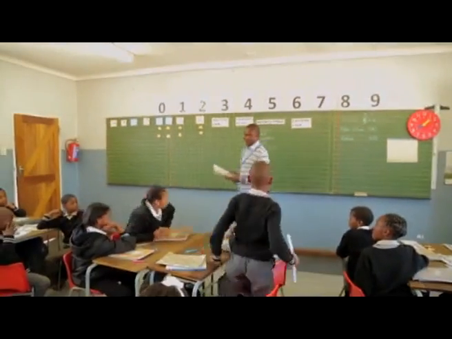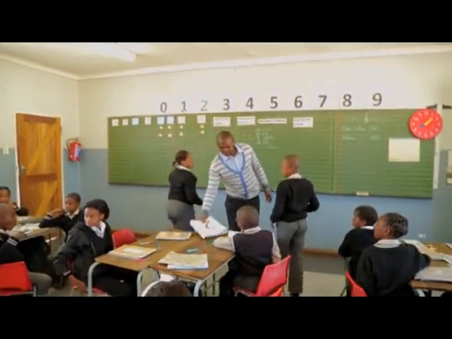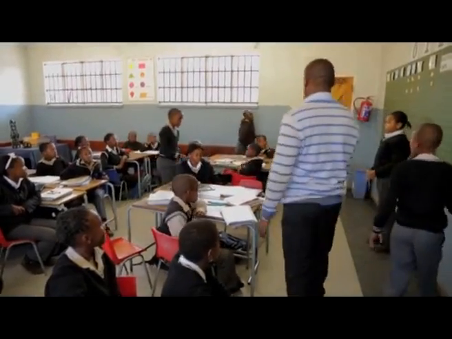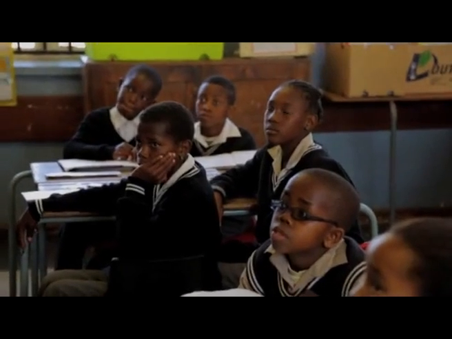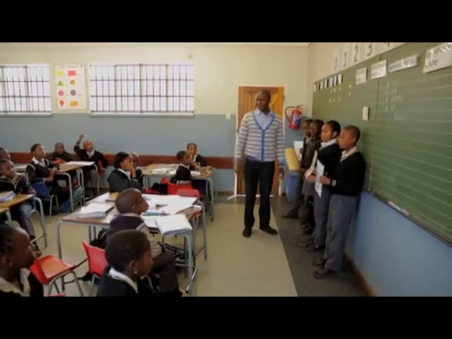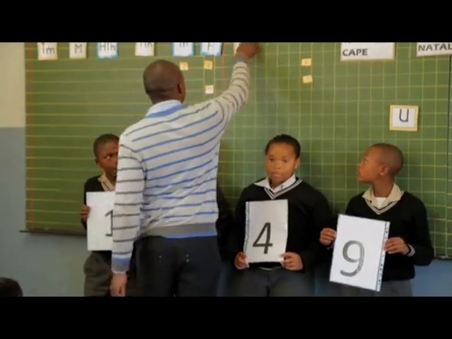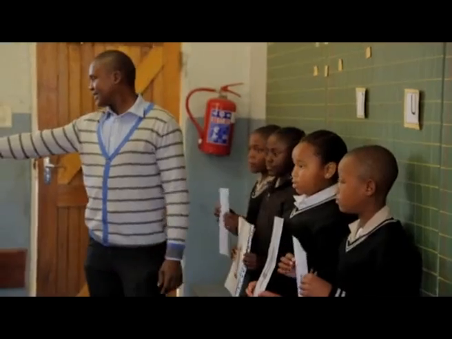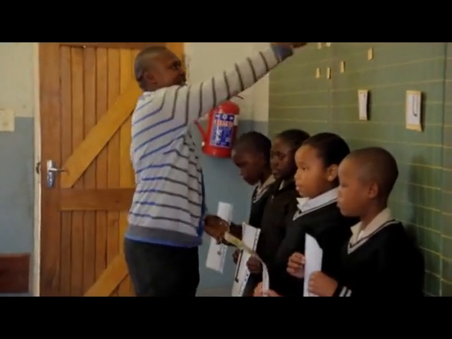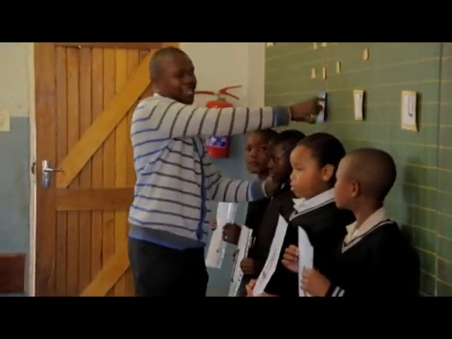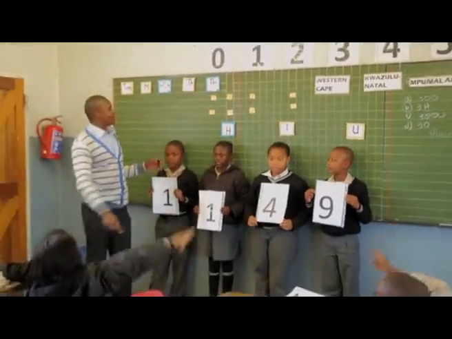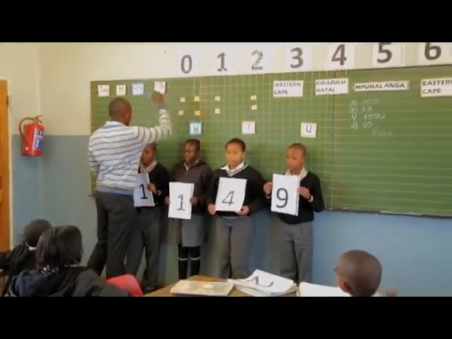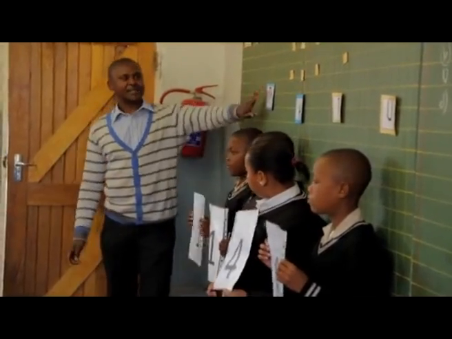Come to the front. He represents units. She represents tens. And she will represent the hundreds. Good. And finally, thousands.